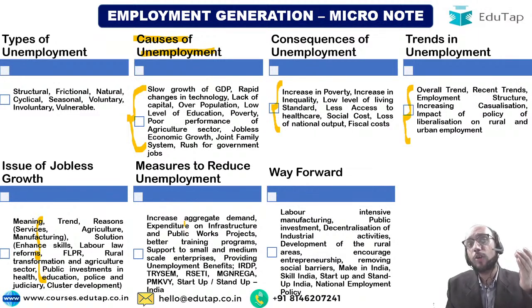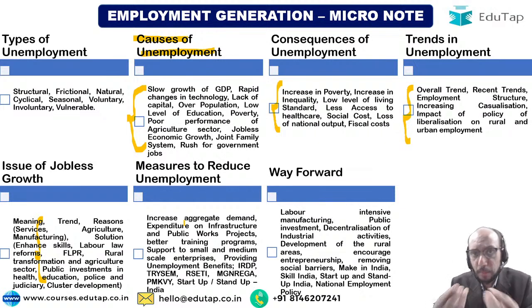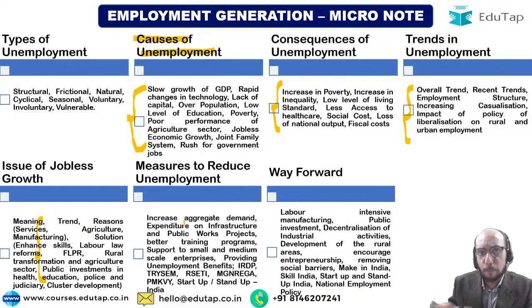Similarly, let us say that you have read the section on measures to reduce unemployment, and let us say that you spend 20 minutes reading that section, and while reading you are simultaneously typing the most important keywords. So let us say that you have typed out these most important keywords. Let us say that when you are finally concluding that chapter, you are reading the way forward in 20 minutes, and while reading that way forward you have jotted down these micro notes, right?